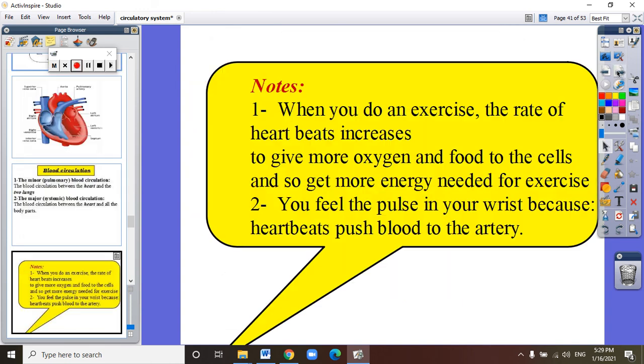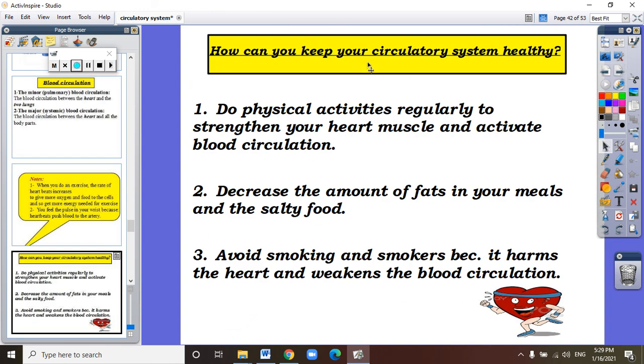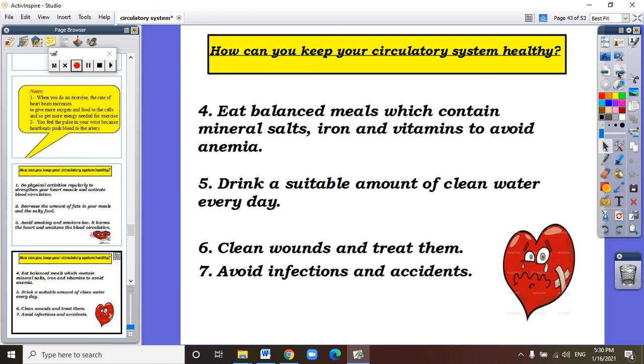Now we will take how we can maintain the circulatory system, or keep the circulatory system healthy. Number 1, do a lot of activities and exercises. Number 2, decrease the amount of fats in your meals. Number 3, avoid smoking and smokers because all of them harm the circulatory system. Number 4, eat balanced meals. Number 5, drink a suitable amount of clear water. Number 6, clean wounds and treat them. Number 7, avoid infections and accidents.